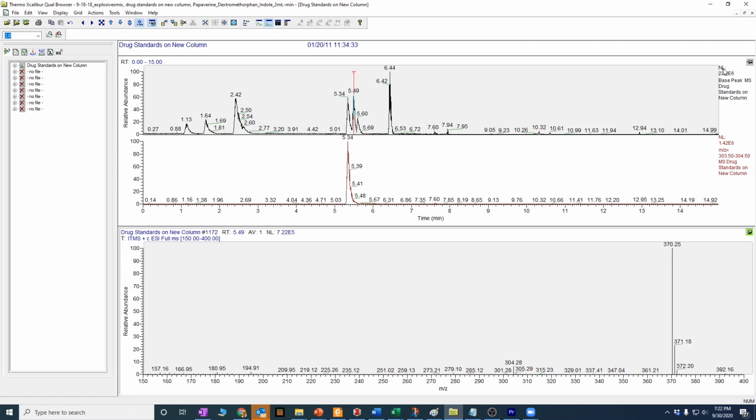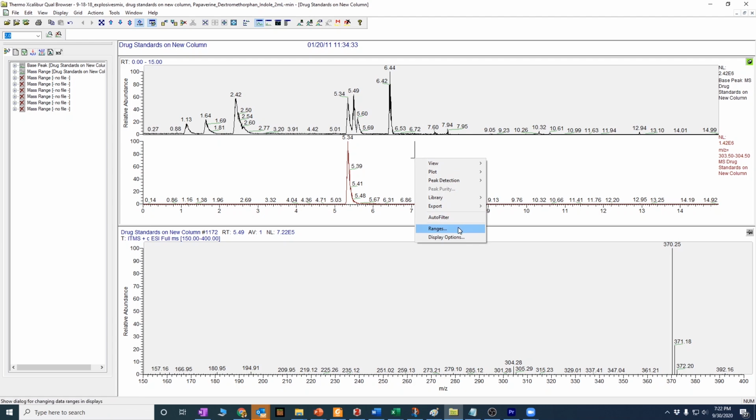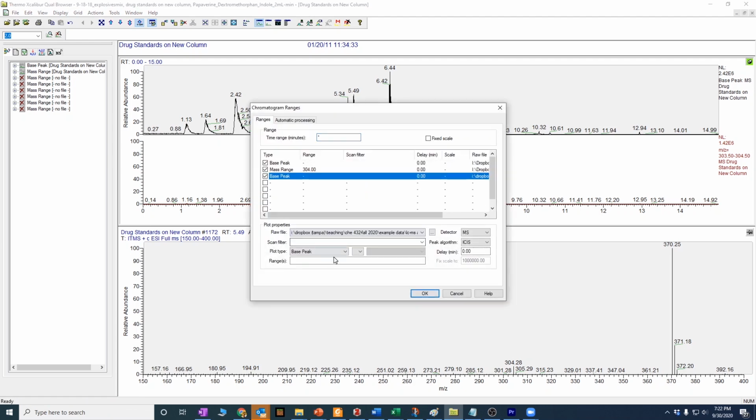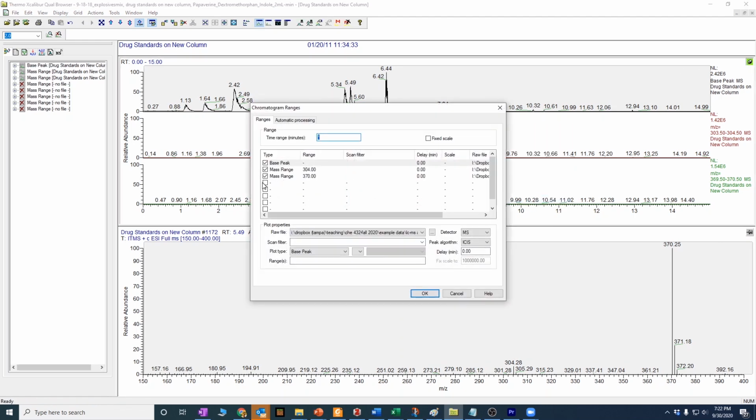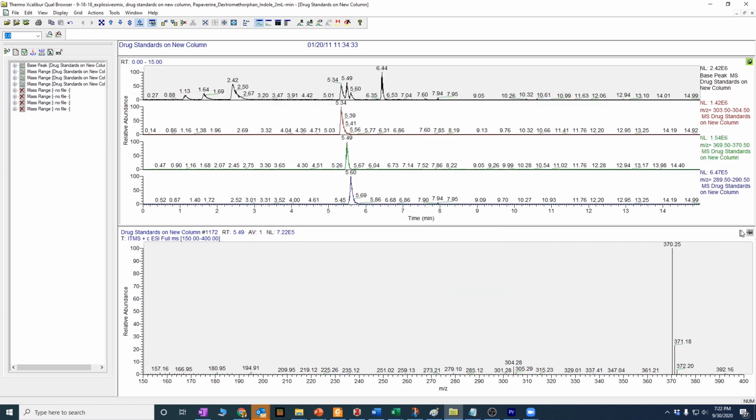Okay. I can do the same thing for the heroin. I can say, you know what, also show me this chromatogram, but show me it just for the 370. And then look at that. We've pulled these peaks apart. And then I can say, also just show me the benzoylecgonine. Look at that. We have these 3 separate peaks here.